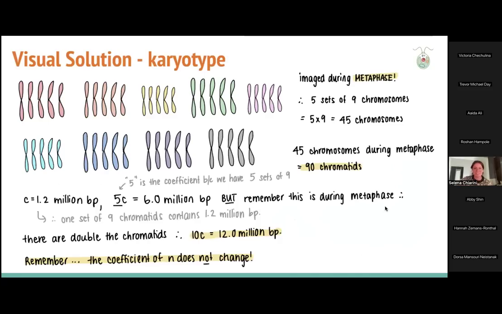Okay, that should be enough time. Perfect. Okay, so this is the visual solution for that karyotype. The answer to the previous question was, in fact, A. And I took the liberty of drawing it all out because I know it's a lot to kind of think about all in your head.